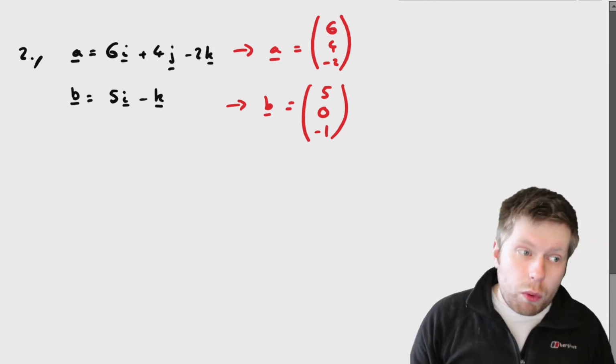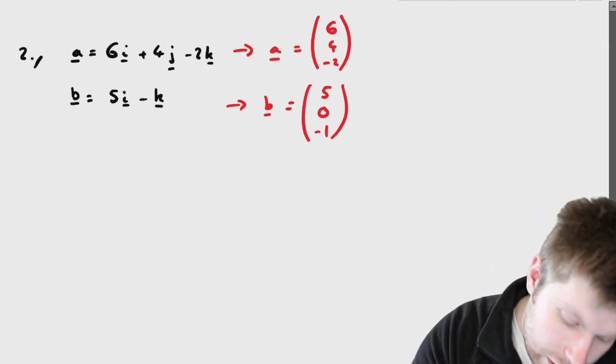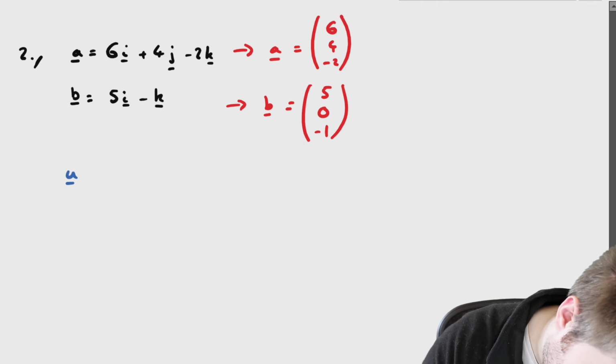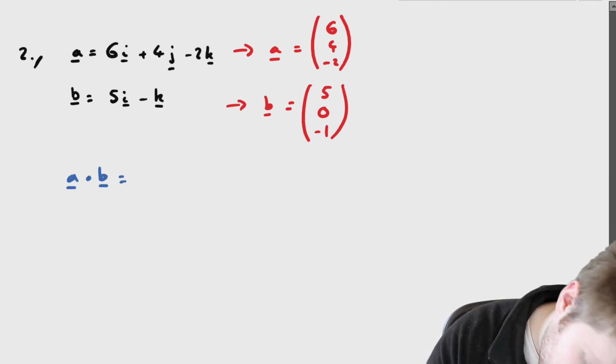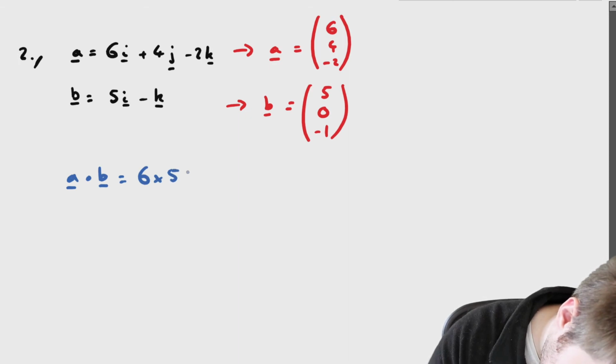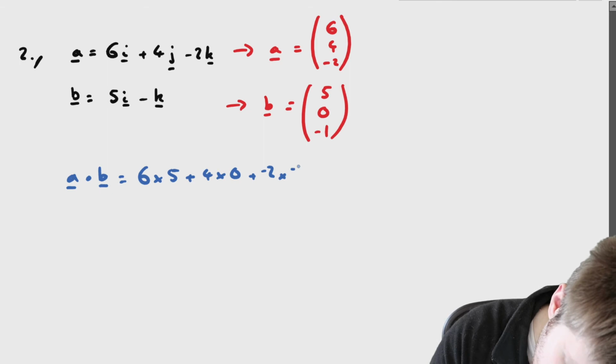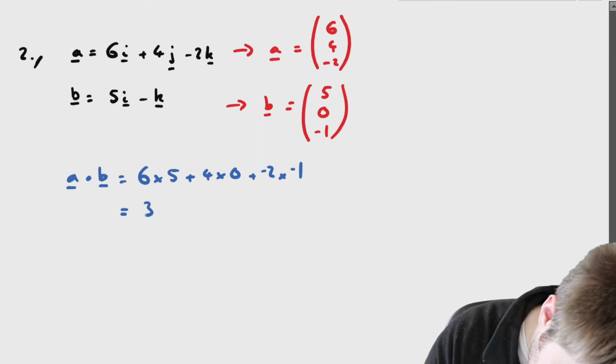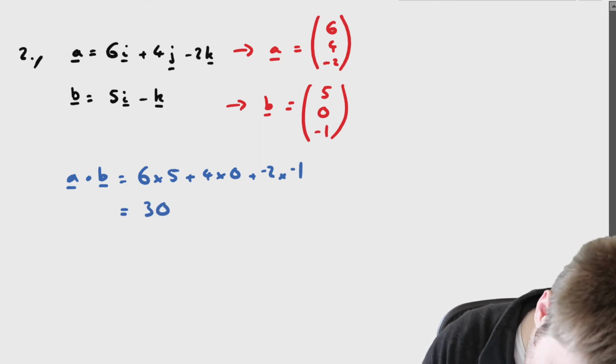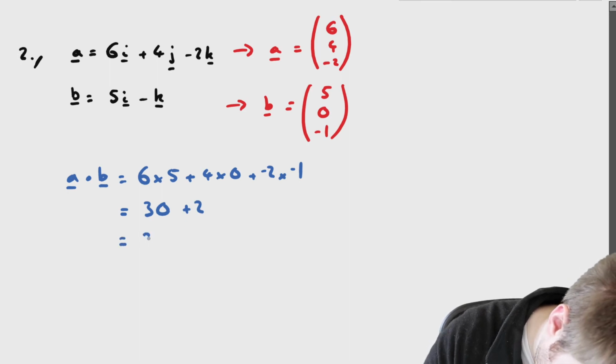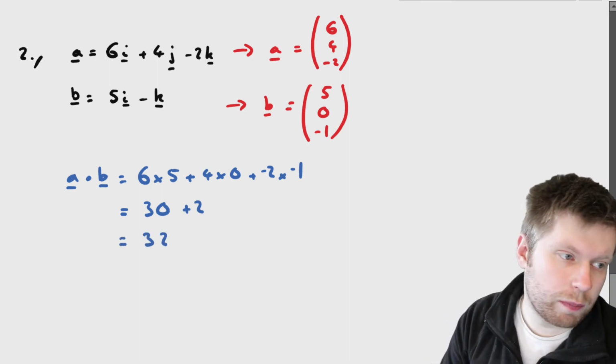Now again, I want to find the angle between the two vectors. So let's first of all find the dot product of a and b. So I just need to do 6 times 5 plus 4 times 0 plus -2 times -1. So 6 times 5 is 30, 4 times 0 is 0, -2 times -1 is +2, so therefore the dot product is 32. Okay, cool.